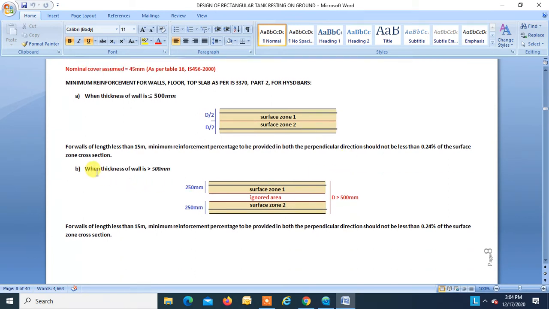Now when the wall thickness is greater than 500, then you have to take 250 mm, 250 mm, and this middle portion is neglected, not considered in finding the minimum steel. 250 into 1 meter is the cross section, into 0.24%, will be the minimum steel provided over here, both in horizontal and vertical direction. Similarly over here, 250 into 1 meter into 0.24% is the minimum area of steel to be provided, both horizontal and vertical.